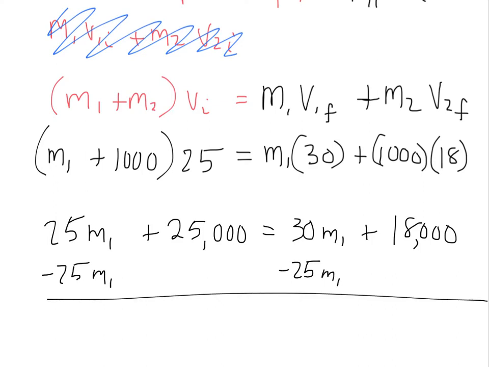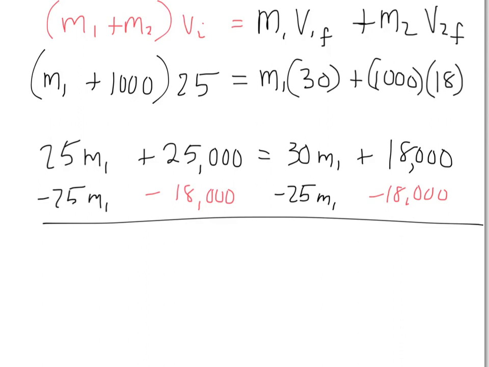And at the same time, I would subtract 18,000 from both sides. I would not do this in two steps. I would say my algebra skills are strong enough that I can do this all in one step. 25,000 minus 18,000 gives you 7,000.